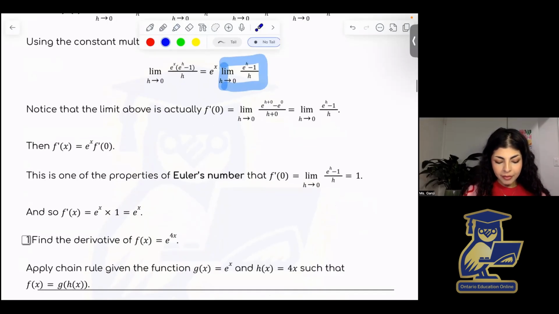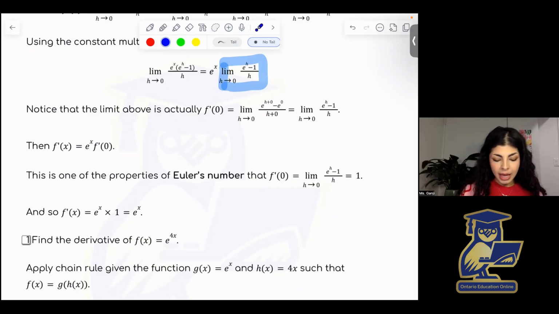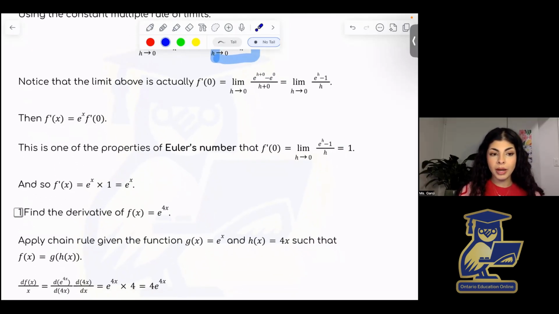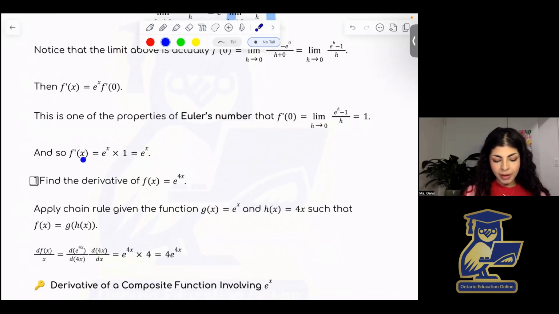So then we have that f prime of x is equal to e to the power of x, which was what we factored out there, times f prime at 0. And this is a property of Euler's number, and we know that f prime of 0 is equal to 1. So f prime of x is equal to e to the power of x times 1, which is just e to the power of x.